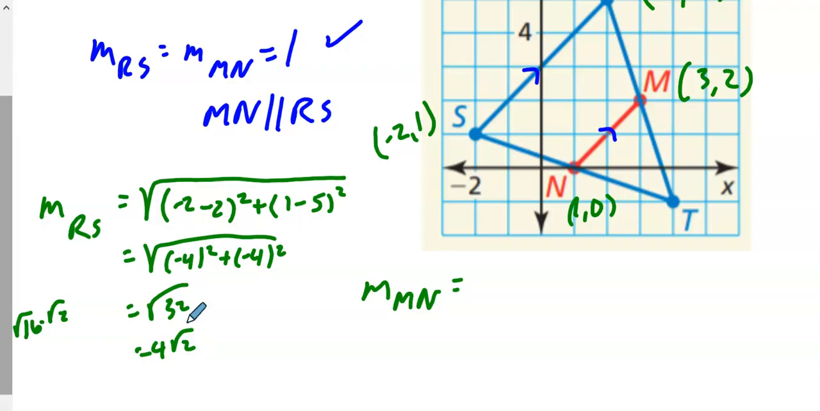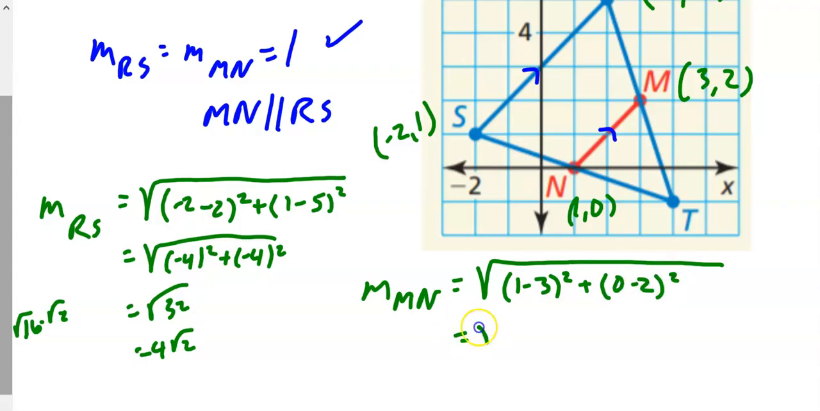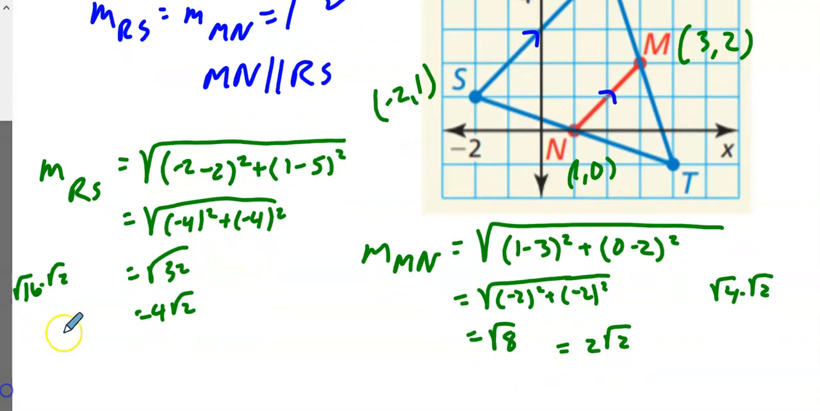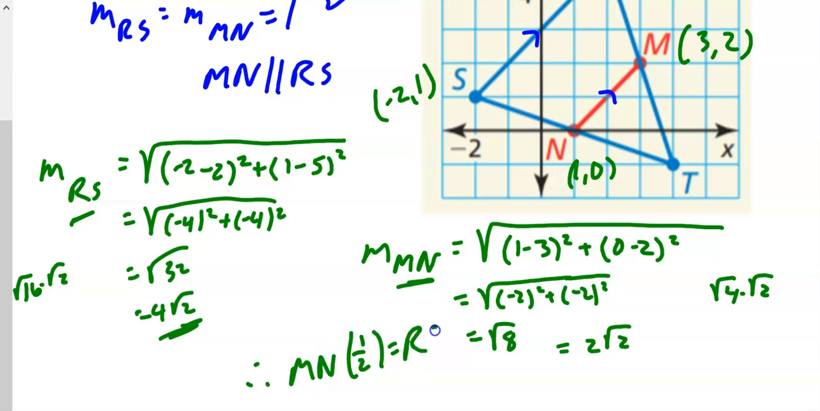Now if we find the distance of MN using the distance formula, that would be (1 minus 3) squared plus (0 minus 2) squared, which gives us (-2) squared plus (-2) squared. So 4 plus 4, the square root of 8. That reduces into what? Root 4 times root 2, so that gives us 2 root 2. So you can see that MN is half of RS. Therefore MN times 2 equals RS.